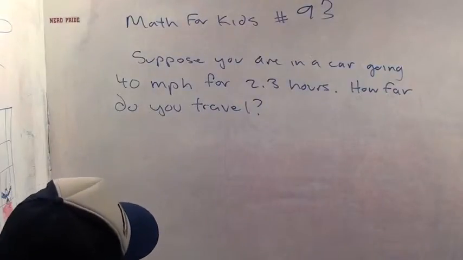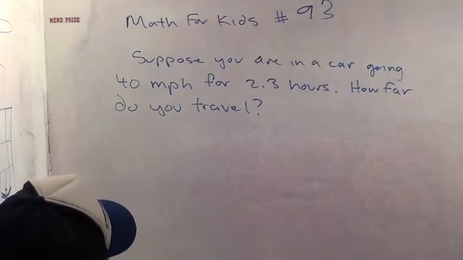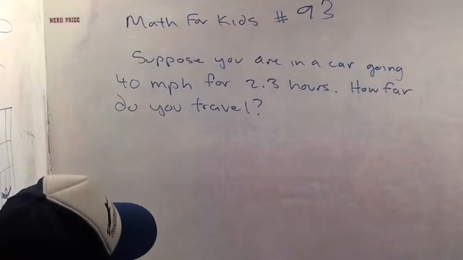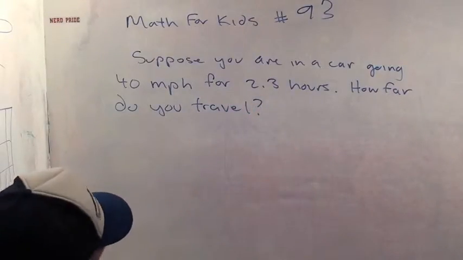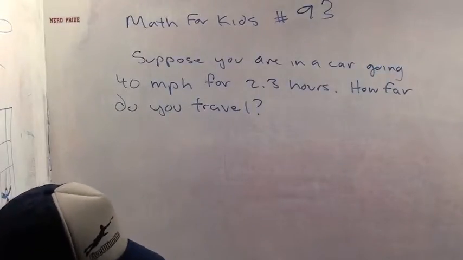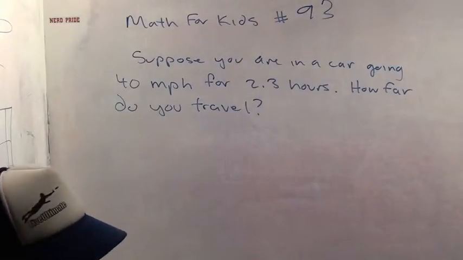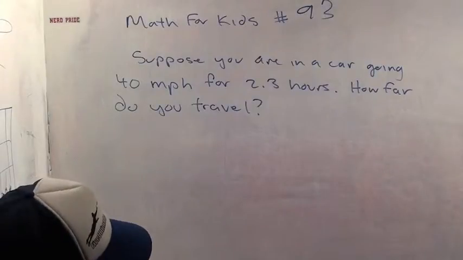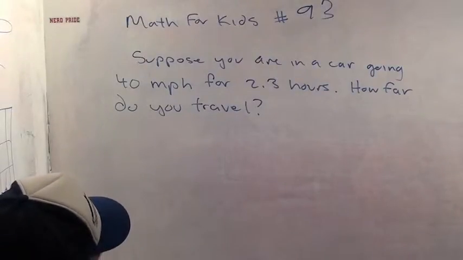93. All right, suppose you are in a car going 40 miles an hour for 2.3 hours. How far do you travel? What do you think? Well, 40 miles an hour means 40 miles for every 1 hour.